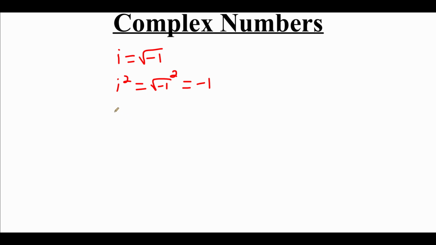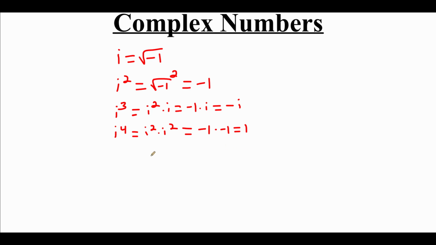Now we can extend this further. We could go i cubed. Rewriting i cubed, it's technically i squared times another copy of i. We already know that i squared is negative 1, and i is just i. So taking negative 1 times i gives us negative i. And again, we could take this another step further, so i to the fourth power is the same as i squared times i squared. We know that i squared is negative 1, so this is really like taking negative 1 times negative 1, which gets us positive 1.